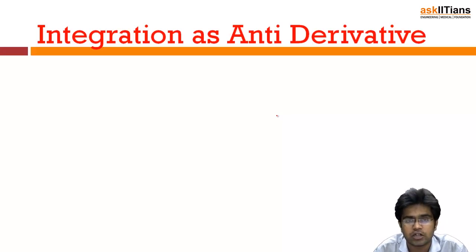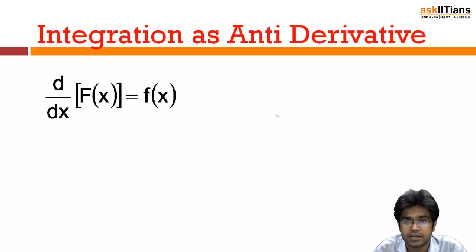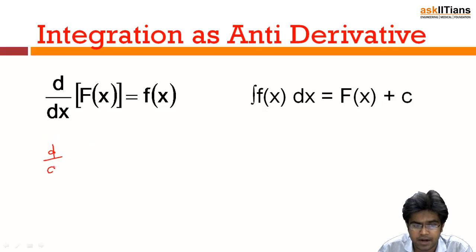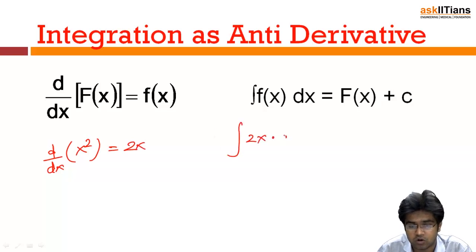Integration is actually related to derivative. Derivative and integration are opposite of each other. Let's see how. If d by dx, or differentiation, of a function capital F(x) is small f(x), then the integration of that small f(x) will be capital F(x) plus c. If d by dx of, let's say, x square is 2x, then the integration of 2x dot dx will be x square. That's what integration as an antiderivative says. But there is a constant c.